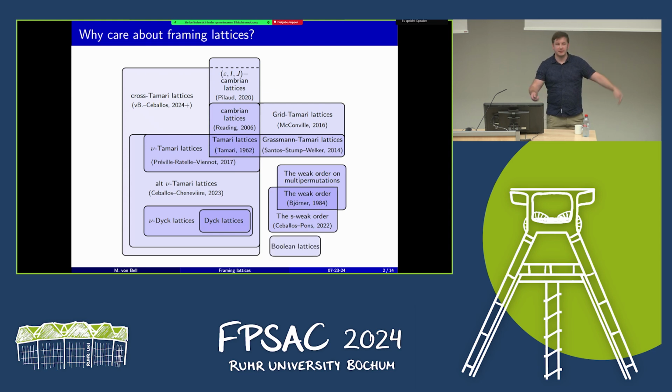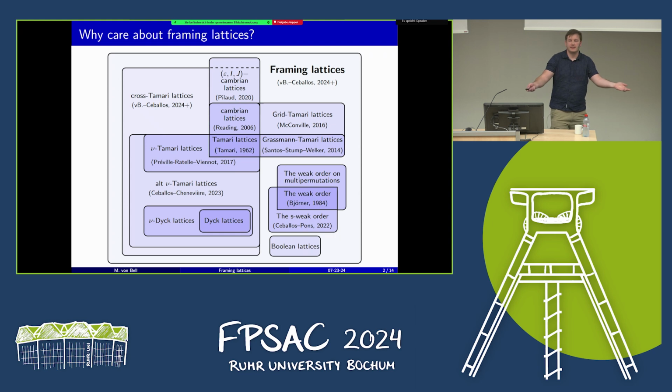But why am I telling you about all these lattices? This is the punchline of the talk. They are all captured under this big umbrella family, what we're calling framing lattices. And so that's what I'm going to tell you about. And they're closely related to flow polytopes. So there'll be some repetition of some definitions from the previous talk as well. But also there's more. This isn't an exhaustive list.